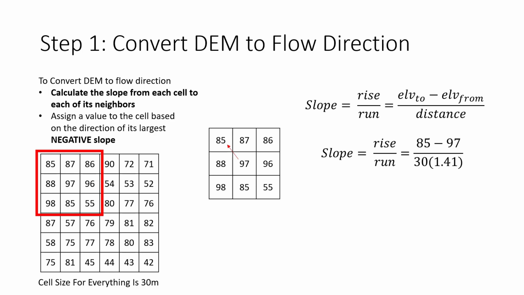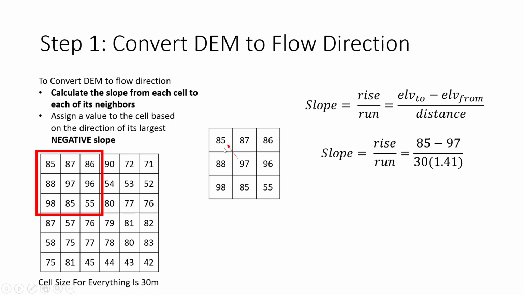So let's go ahead and first consider the slope going at a diagonal from 97 to 85. So the slope going this way at this diagonal here. What we're going to do is calculate the elevation to, minus the elevation from. So going from this pixel to this pixel, right? So we're going from 97 to 85.